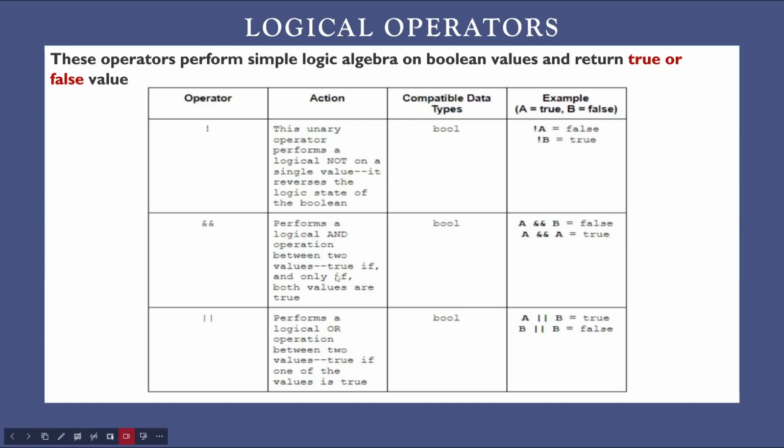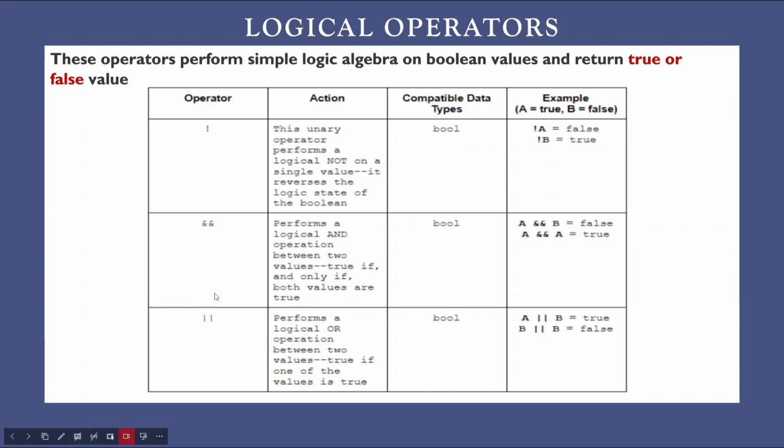AND will work on two Boolean operands, A and B, which are taken as true and false. It will give you a true value only if both are true. You can see an example here, a logical AND of A and B. A is true and B is false. Both should be true, then only it will give you true, otherwise it will give you false. You can see the other example, A and A. It has given true. Why? Because both the inputs are true.